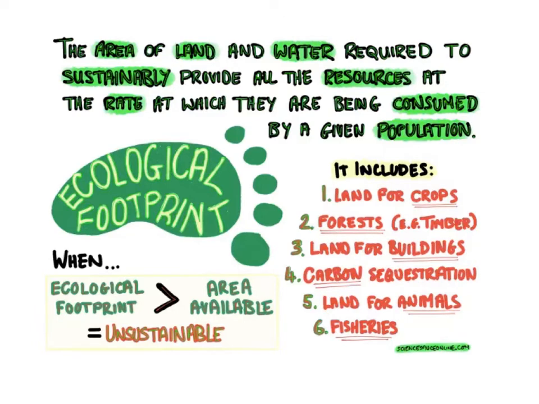Remember that an ecological footprint is the area of land required to sustainably provide all the resources required by a given population, and it includes the land for crops, land for wood, the land for buildings, our urban footprint, and the land for the uptake of carbon dioxide given off when we burn fossil fuels. Now, if a society's footprint is larger than the area available, the society is not living sustainably.